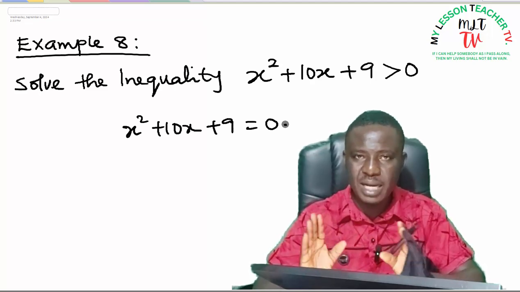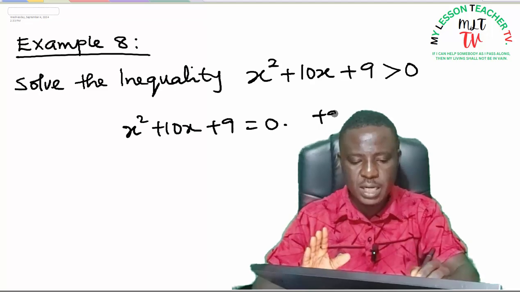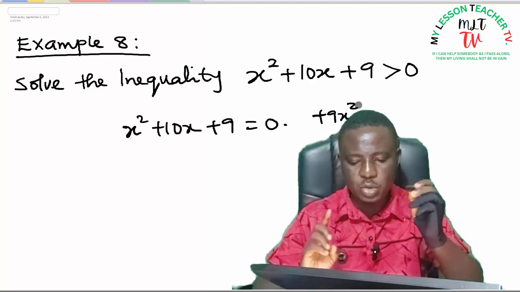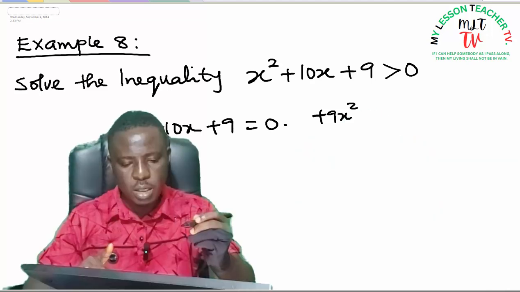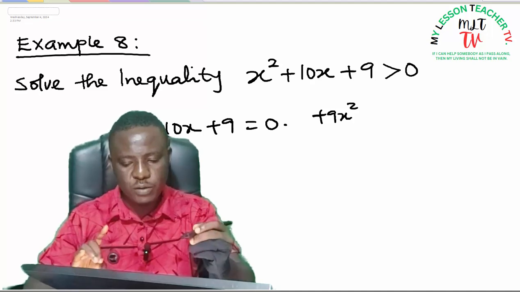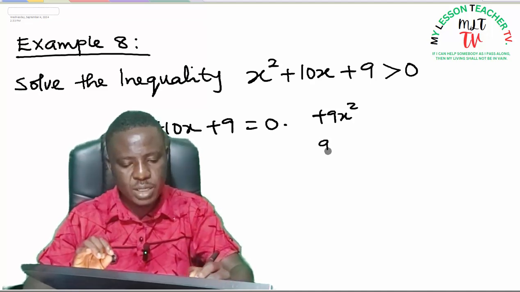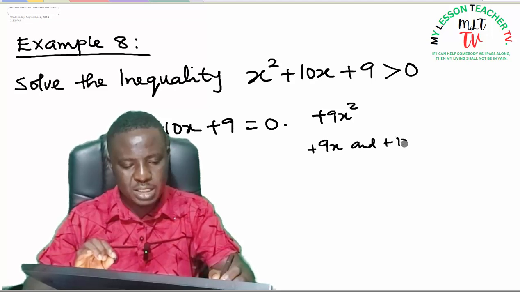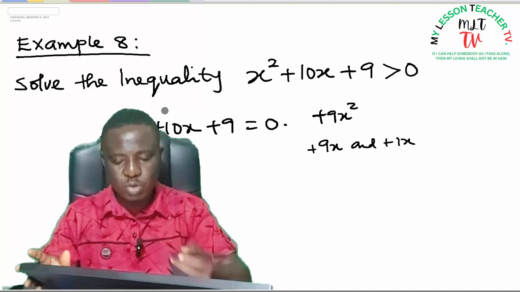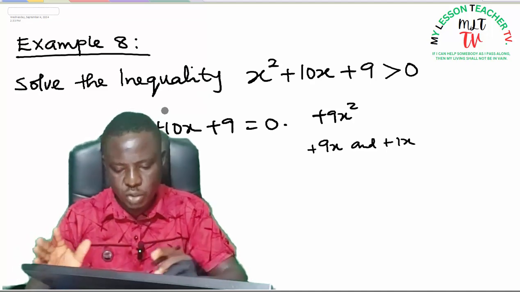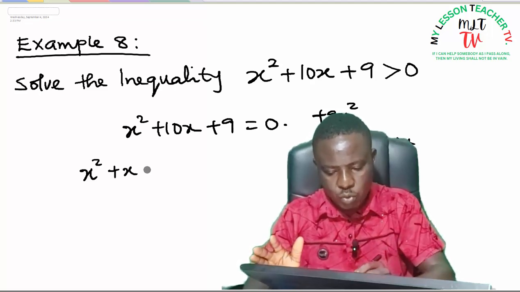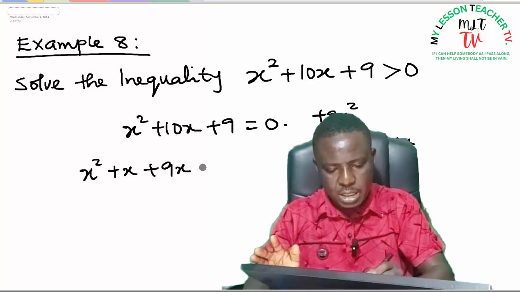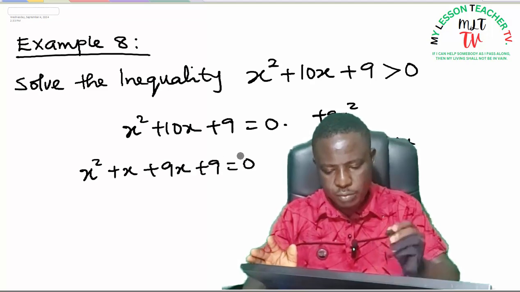So the product of the first term and the last term is plus 9x squared. And we need two terms that when you add them together give you the middle term, and multiplying them gives you the product of the first term and the last term. It is 9x and plus 1x. So we are going to replace the middle term with these, which does not change the sense of the equation. So you have x squared plus 1x plus 9x plus 9 is equal to 0.